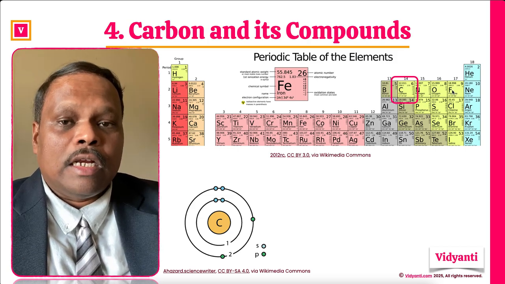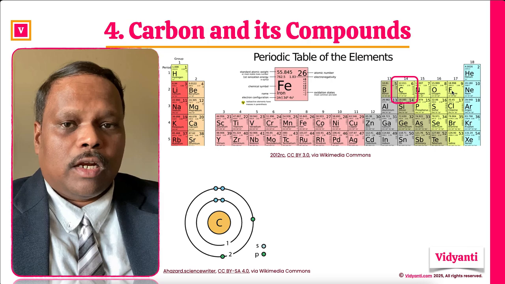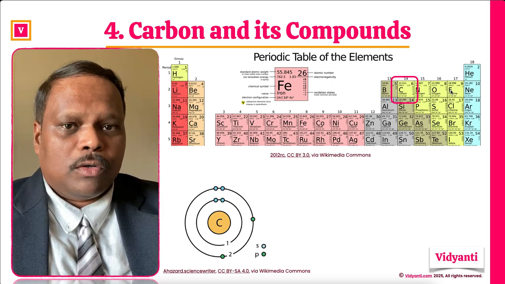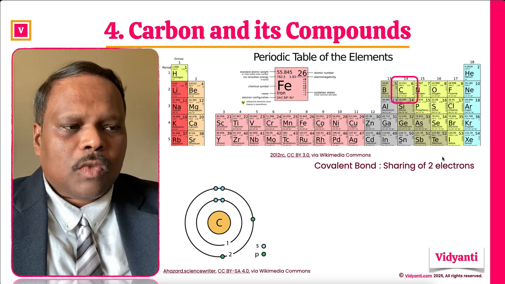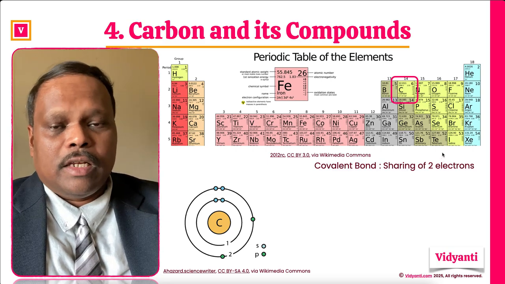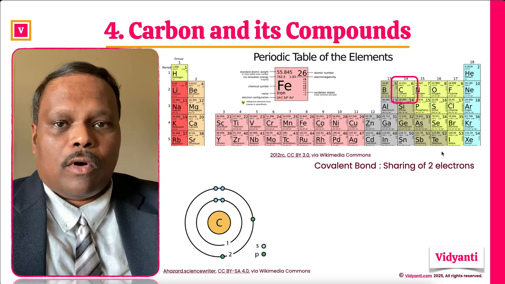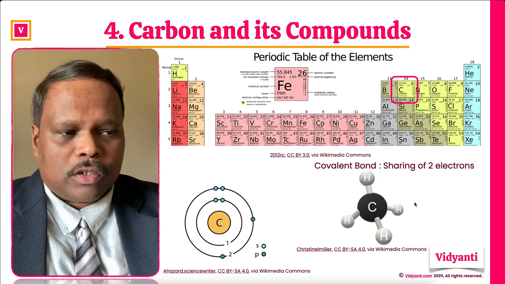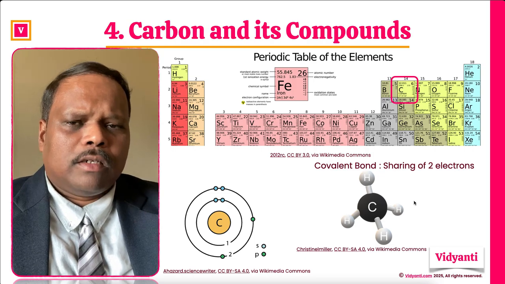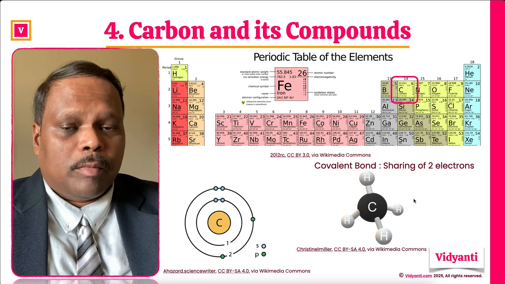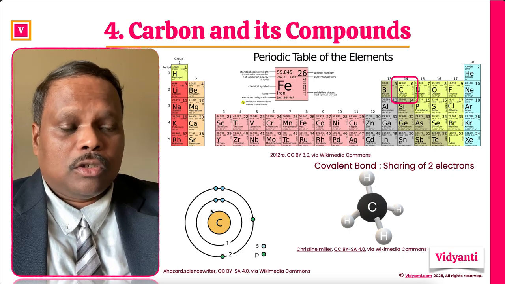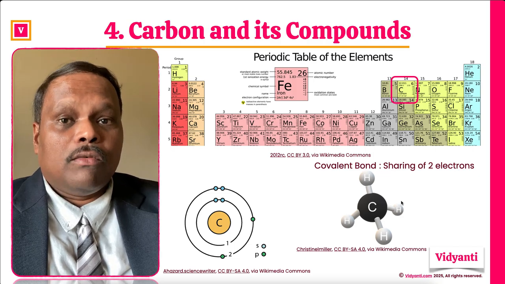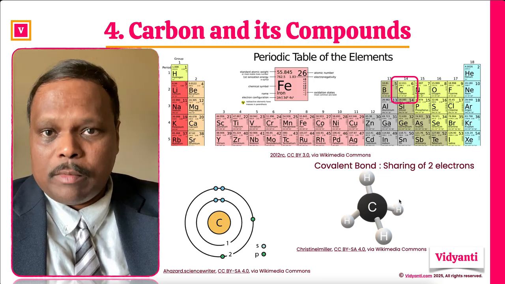which is nothing but sharing one of its electrons with 1 electron of somebody else. Mostly it's hydrogen. We are going to study that in detail. So instead of an ionic bond, which is gaining or losing electrons, carbon forms a covalent bond, which is nothing but sharing of 2 electrons. And a typical structure is like this one. Remember, carbon has 4 electrons in the outermost shell. So if it shares 4 electrons with 4 more electrons, it will achieve the stable octet state.